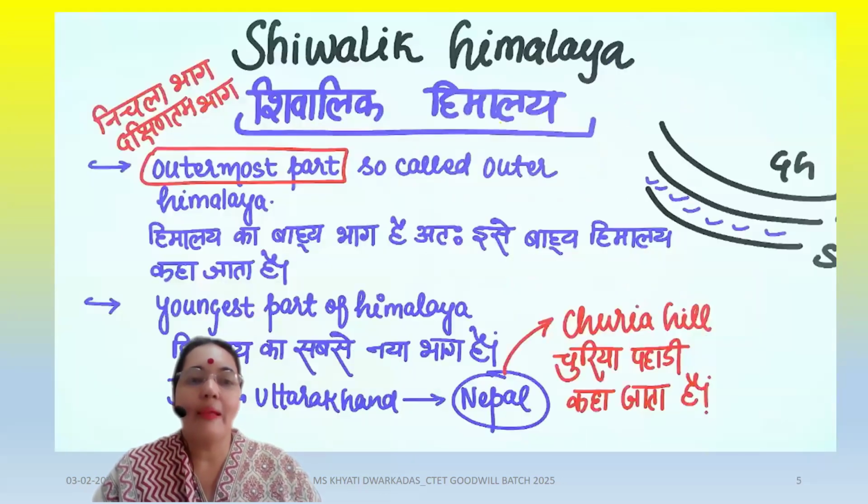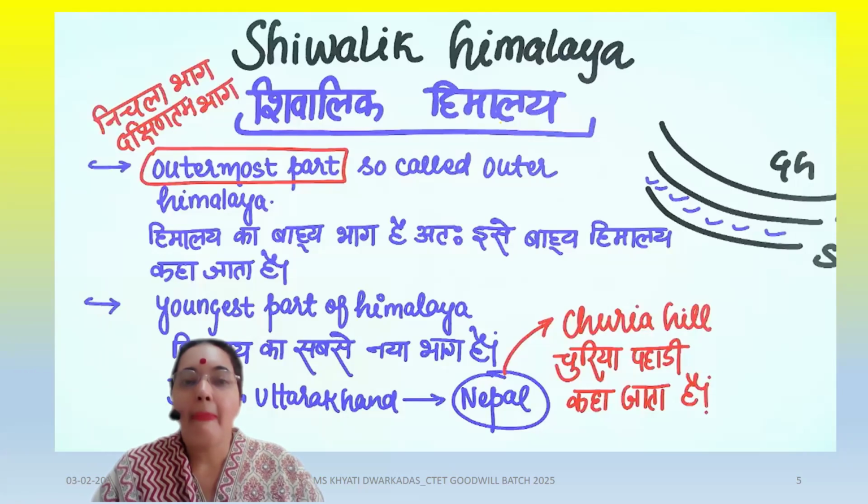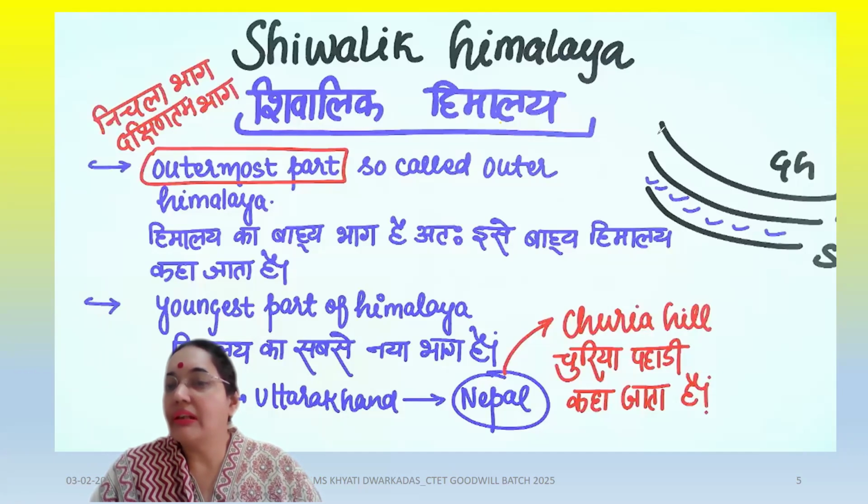Coming to the third range, we have the Shivalik Himalayas. So we've seen two ranges already. One is the Greater Himalayas, followed by the Middle Himalayas, and the third range of the Himalayas is the Shivalik. Obviously by now you are all the experts, so you know which is which range, but still, a quick recap. Greater Himalayas or the Himadri, Middle Himalayas or Himachal, and the outermost Himalayas are the Shivaliks.